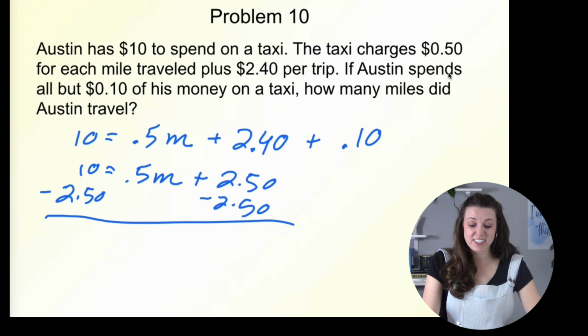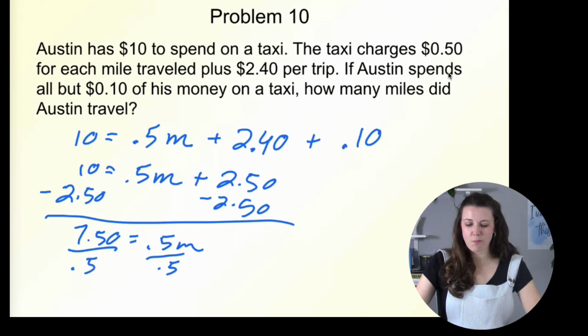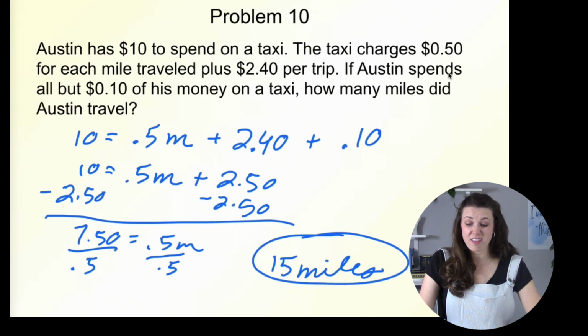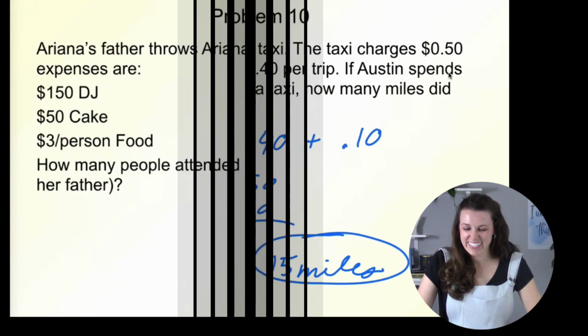And I am left with 750 equals 0.5 miles. And now I just divide by the 0.5. And remember, when you're dividing by decimals, it's actually going to increase it, just like it did on one of our last problems. And we get here 15 miles. I don't know where they are, but that seems pretty cheap for going 15 miles. I don't know, we've kind of got prices raised up a little bit.